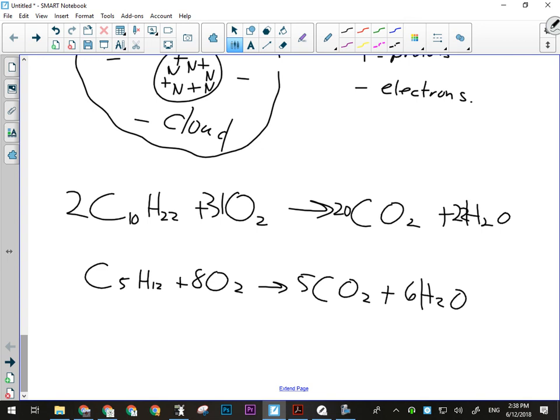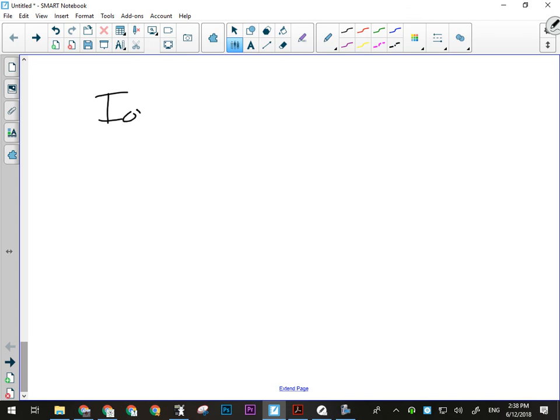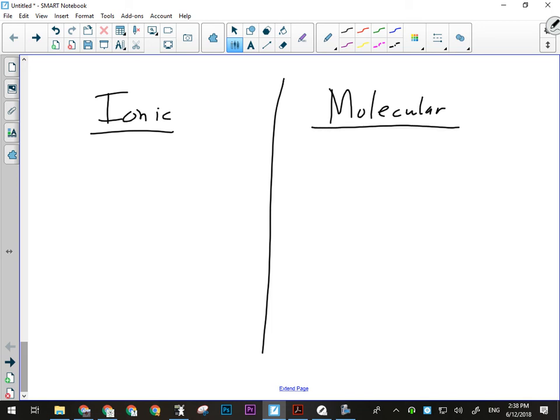So big thing to remember, this is properties of compounds here. So let's just maybe make a chart, okay? Ionic compounds and molecular compounds. Ionic compounds are always crystalline solids. Molecular compounds can really be anything. There are some crystalline solid molecular compounds. There are liquid molecular compounds. There are gaseous molecular compounds. So they could be any state.